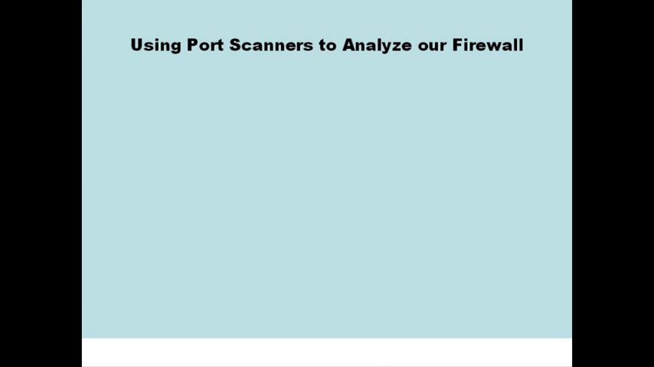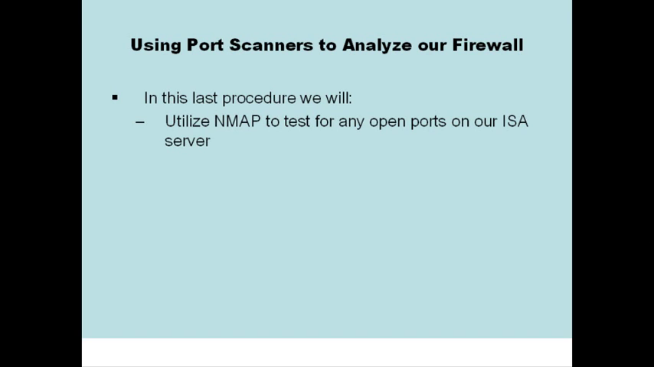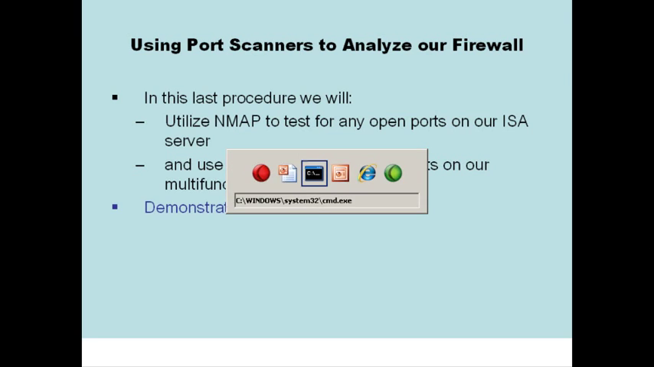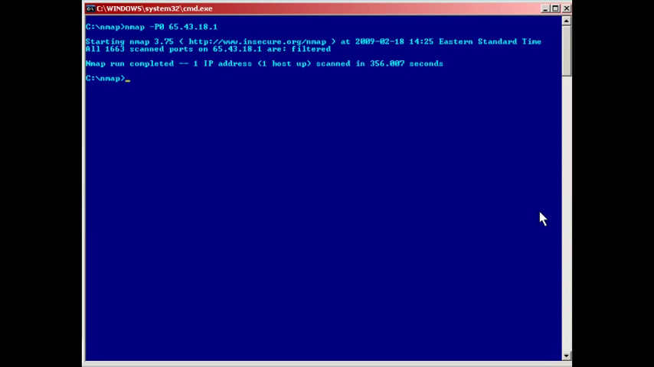Using port scanners to analyze our firewall. In this last procedure, we'll utilize Nmap to test for any open ports on our ISA server, and we'll use Shields Up to test the ports on our multifunction device. To demonstrate this, I'll go to the command line, and I've already run a scan to the ISA server. Now, the interface that I'm concerned with is the WAN interface on the server.